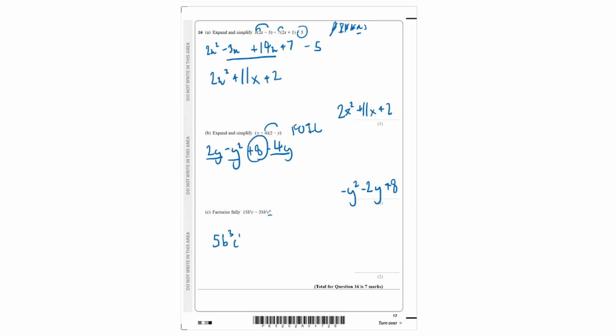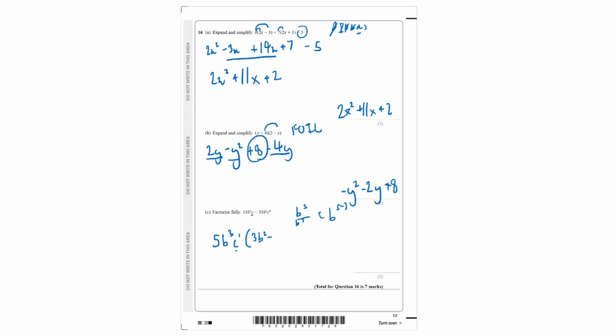Now we can go on and divide this. 15 divided by 5 is 3. b to the power of 5 divided by b to the power of 3 is the same as b to the power of 5 minus 3. So that is equal to b to the power of 2. And since c is already given, c divided by c is 1. 1 stays the same, so we don't write that.